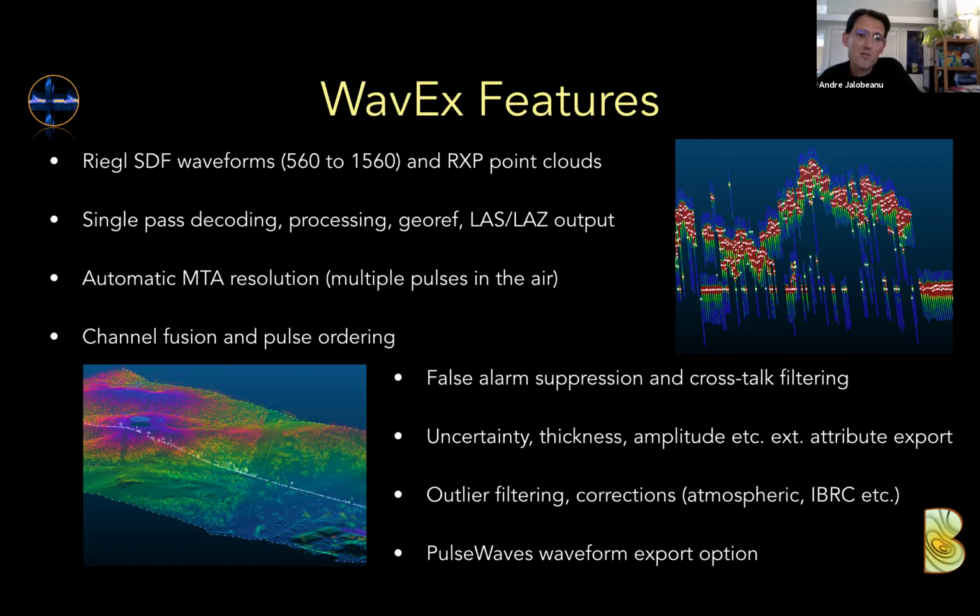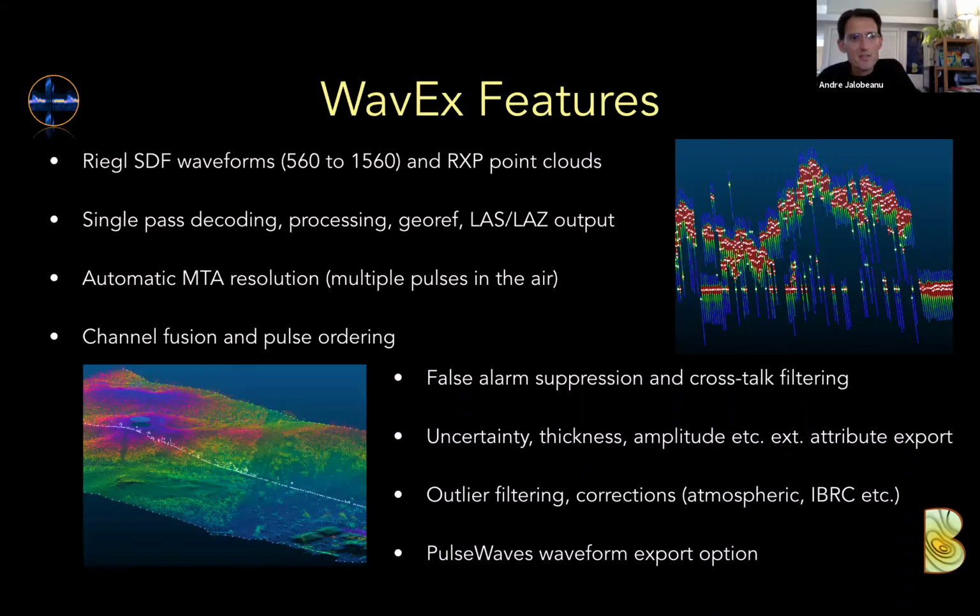It also performs channel fusion, pulse ordering, false alarms, and crosstalk filtering. And most importantly, it estimates uncertainty, which other software don't do at all. So you come up with a range uncertainty for each point, and also thickness, amplitude, and other interesting attributes that you can use for improved classification. It also performs fast outlier filtering and basic corrections, IBRC, atmospheric. And recently we added a feature to export pulse waves for people who want to look at waveforms and keep the waveforms in a friendly format.